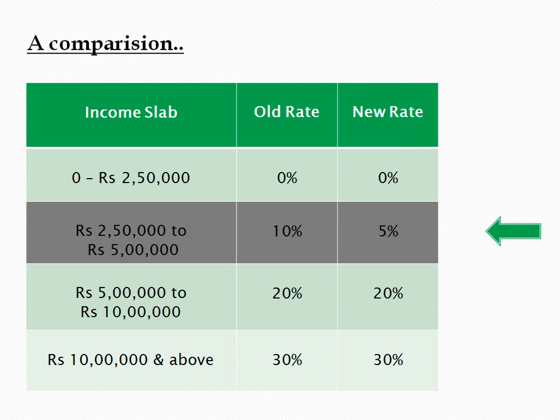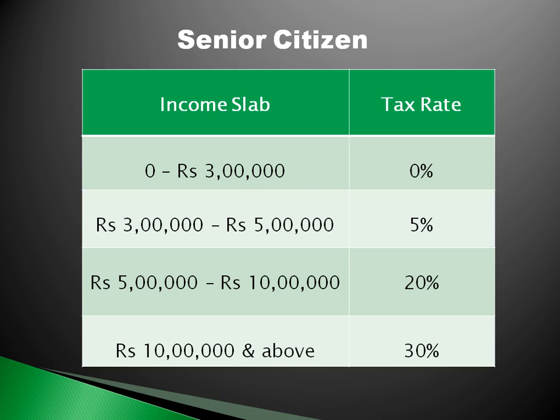If you do a comparative analysis between the old rate and the new rate, the only difference you can note is that 2.5 lakhs to 5 lakhs would be taxed at 5% and not at 10%, which was the older rate. We are displaying the revised income tax slab for the senior citizen and super senior citizen for your kind reference.